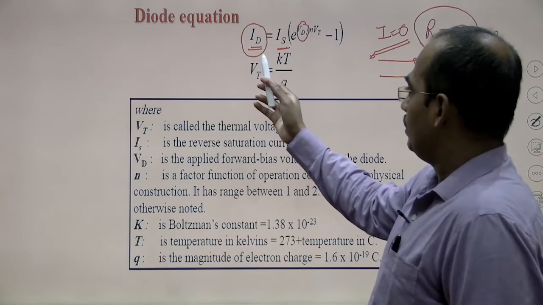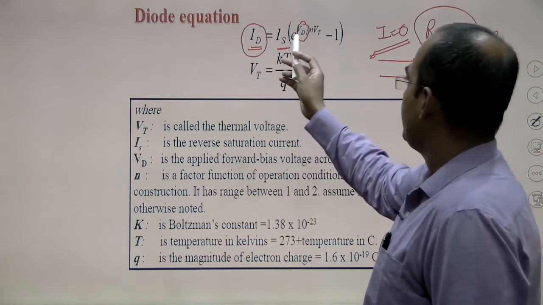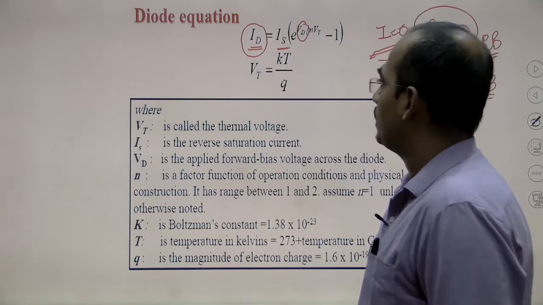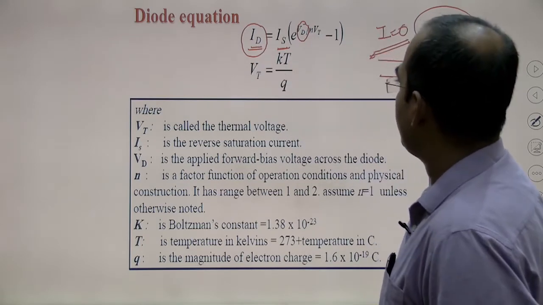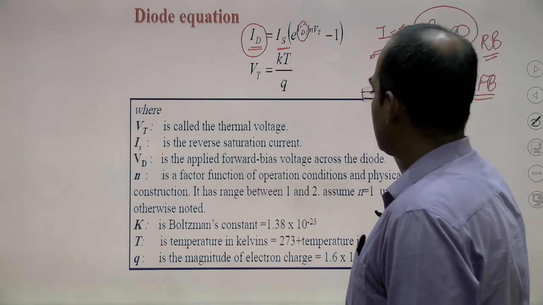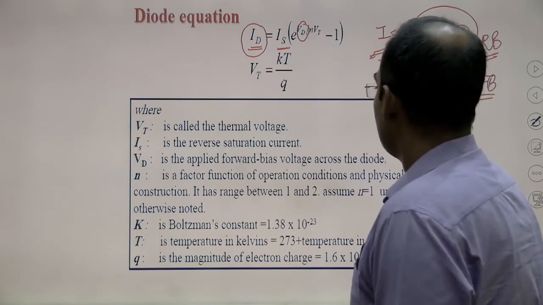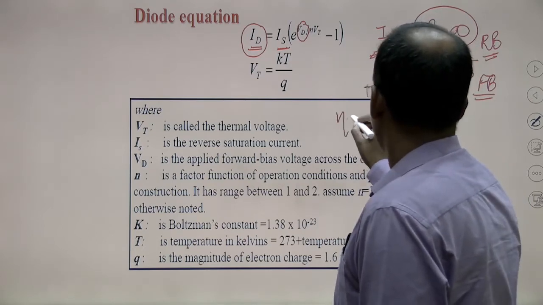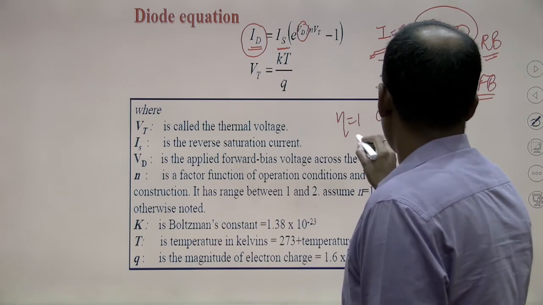Okay, so VD is forward bias voltage, ID is the diode current flowing in the forward bias direction, or majority carrier current, IS is the reverse saturation current, eta is the emission factor. It ranges between 1 and 2. Eta is equal to 1 for germanium and 2 for silicon.